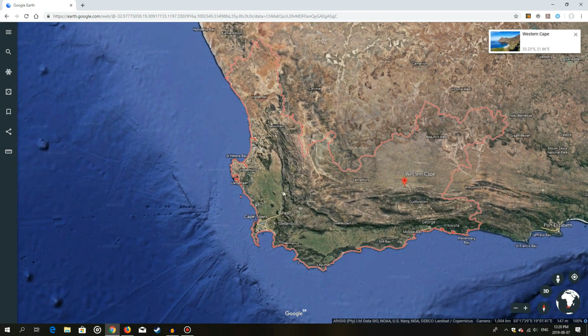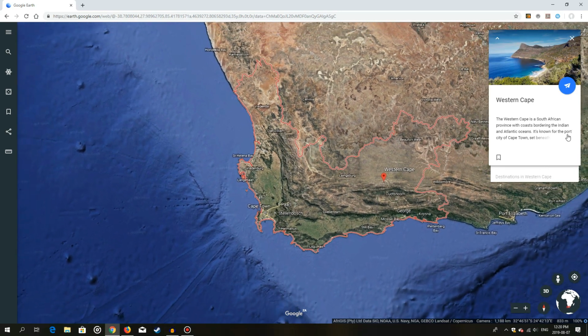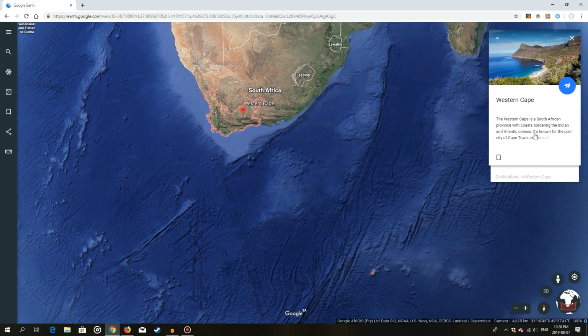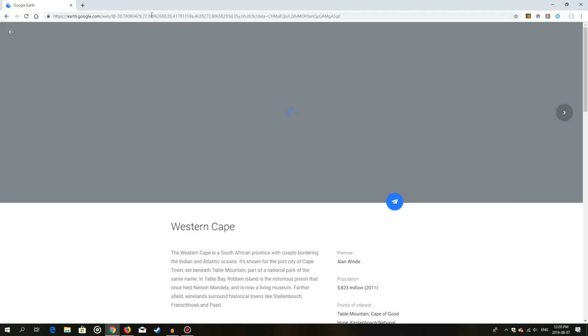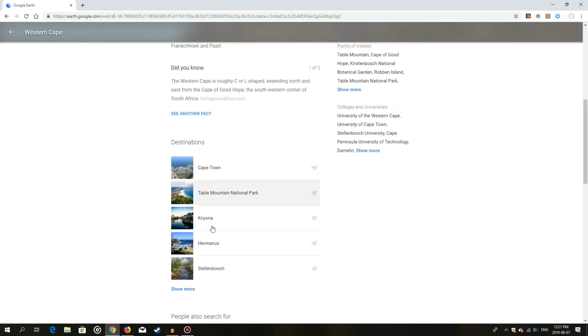And if we see, it usually says something interesting here on these sort of cards. And now it's going to zoom us out, but that's alright. The Western Cape is a South African province with coasts bordering the Indian and Atlantic Oceans. It is known for the port of Cape Town, and of course you can just click to get more information, like population about 5.8 million, but that was back when the last census was done in 2011, and some well-known places and so on. But let's go back.